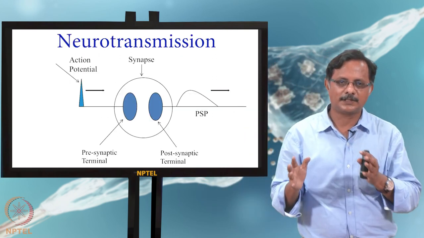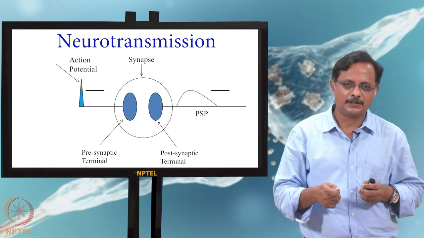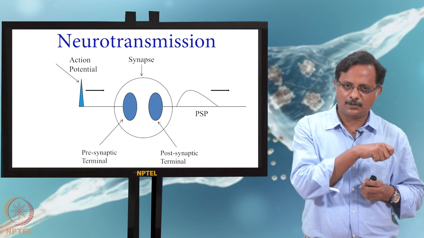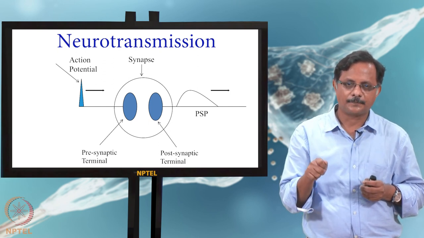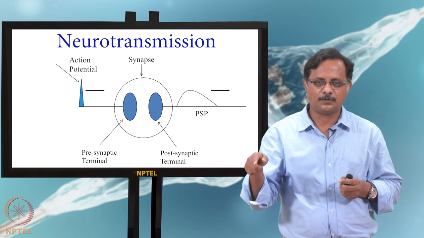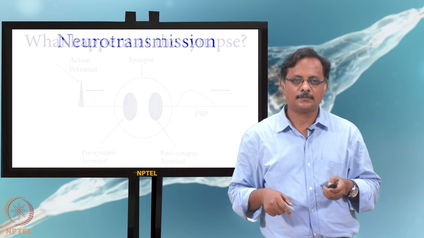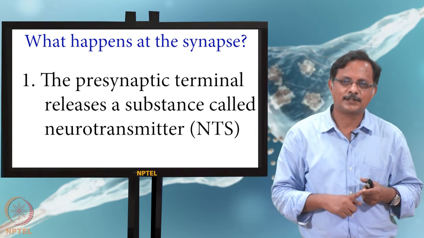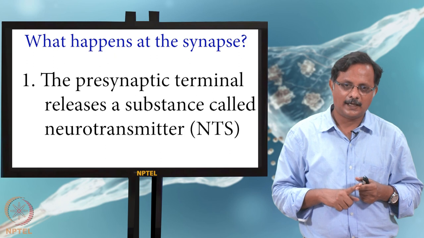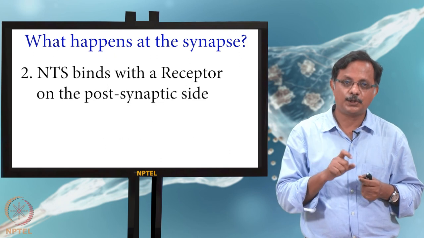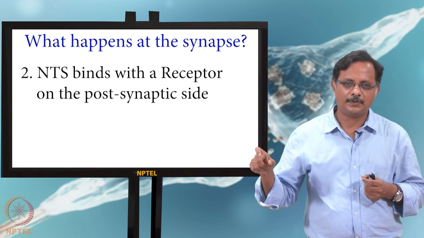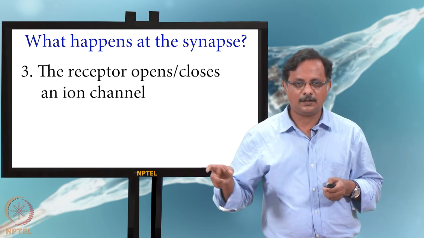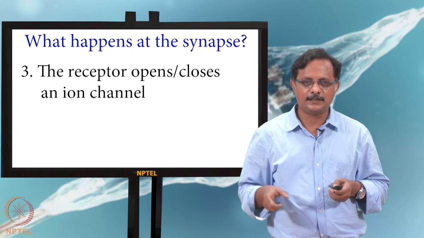Here you have a simple schematic of a synapse. You can see the presynaptic terminal and the postsynaptic terminal, and an action potential from the axon of the presynaptic neuron arrives at the presynaptic terminal, which produces on the postsynaptic side a postsynaptic potential. So, what exactly happens at the synapse? The presynaptic terminal releases a substance called a neurotransmitter, and this neurotransmitter molecule binds with a receptor on the postsynaptic side, and because of this binding event the receptor opens or closes an ion channel. You can see that in this picture.